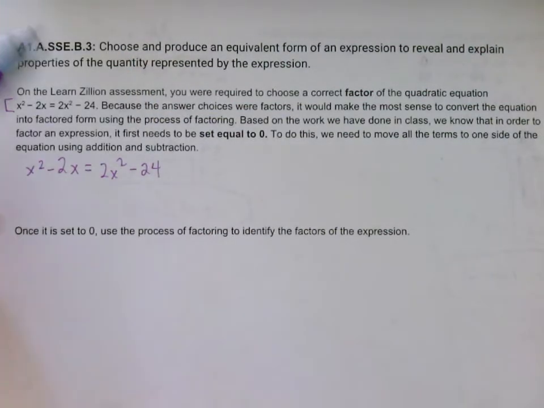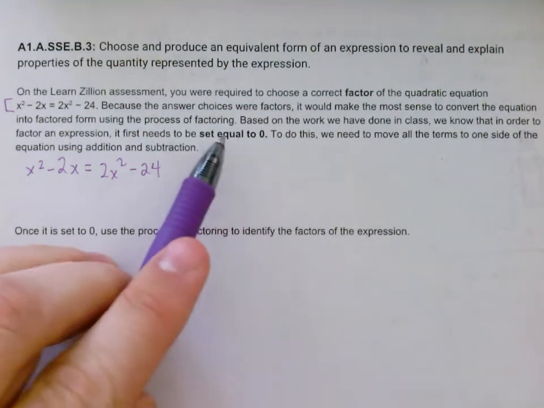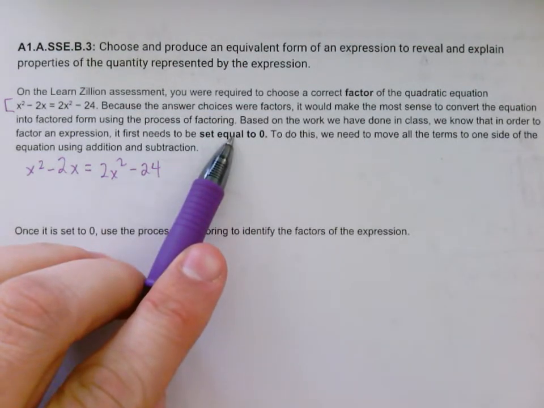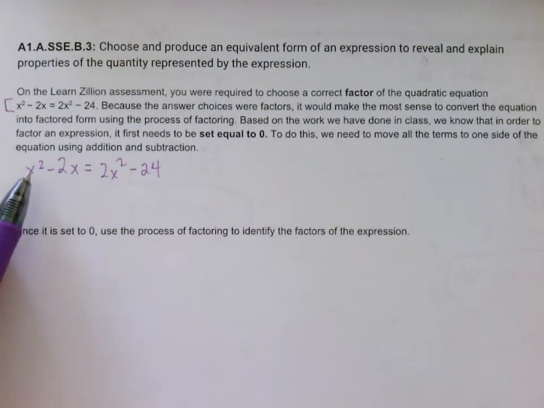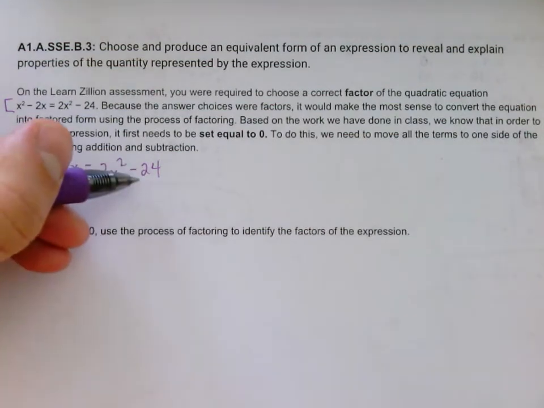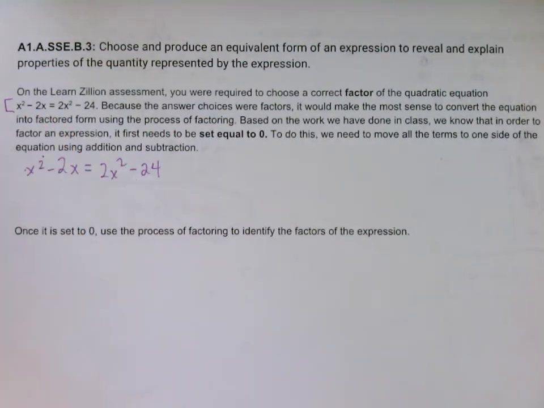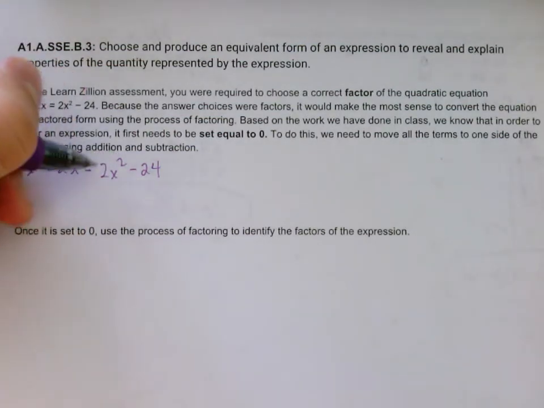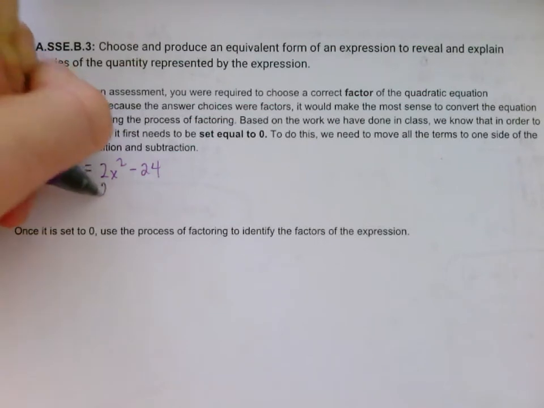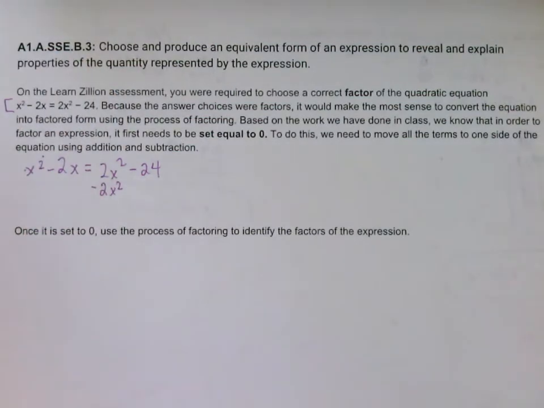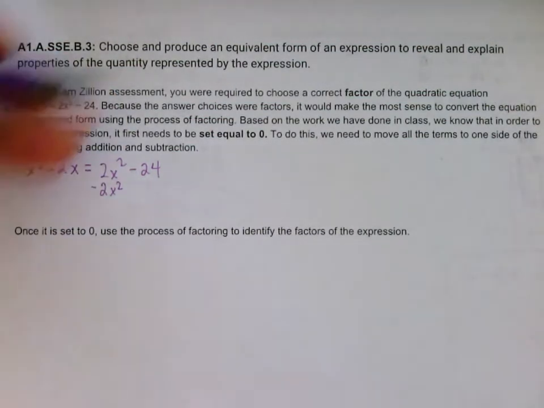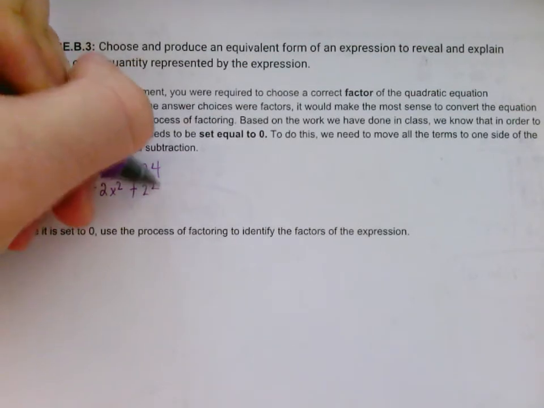And because we are looking for factors, we want to make sure we set our equation equal to 0. So to do that, I want all my terms on one side of the equation, and I want x squared to be positive. If I look right here, x squared is positive, which means I'm not going to move it. I'm going to take the terms on the right and move them to the left. So if I have 2x squared, how do I move it? I do the inverse and subtract 2x squared. And to move a negative 24, I do the inverse and I add 24.